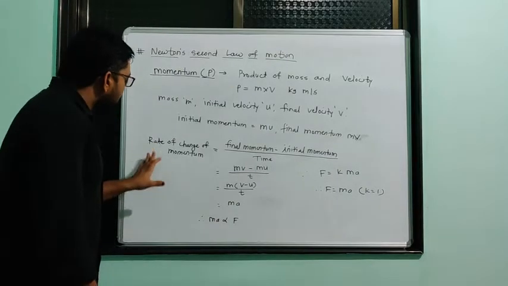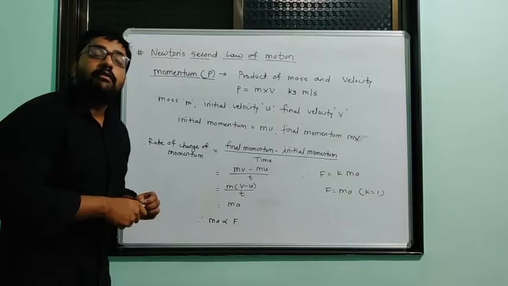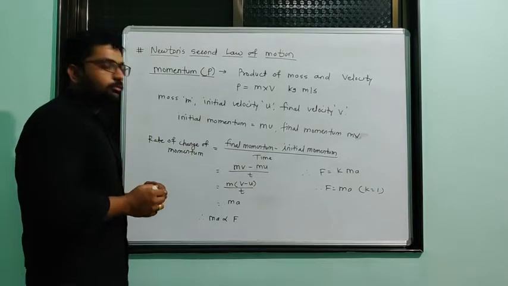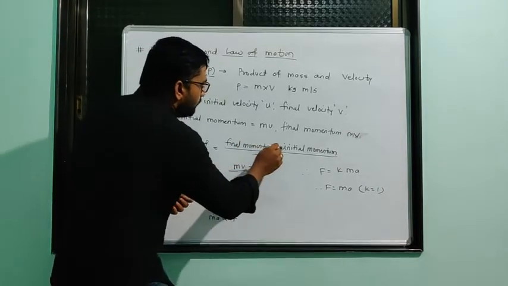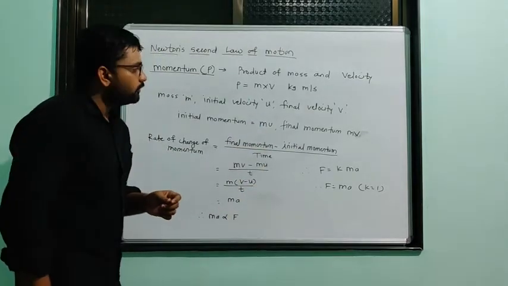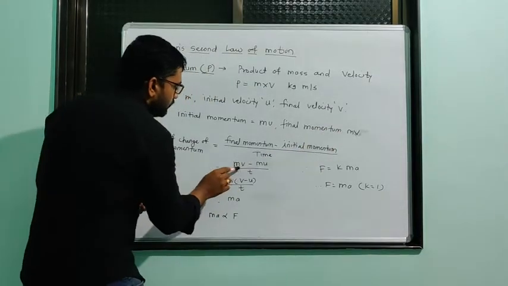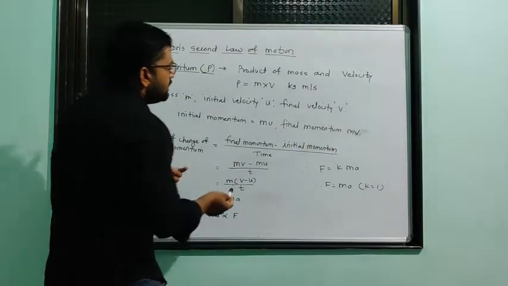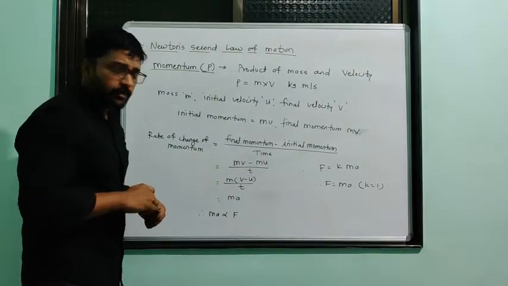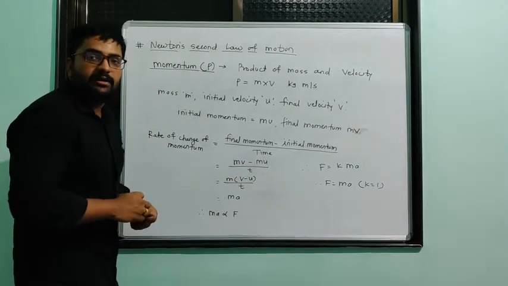So rate of change of momentum is simply how much momentum changes with respect to time. So rate of change of momentum will be final momentum minus initial momentum divided by time. The final momentum is mv and the initial momentum is mu, divided by time t. Here m is common, so m(v minus u) divided by t.